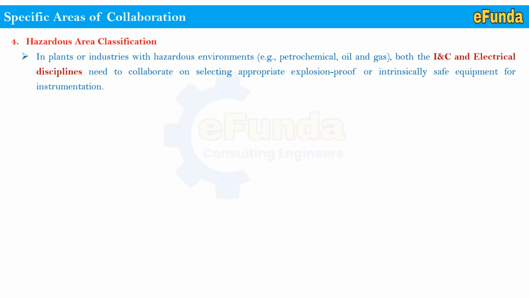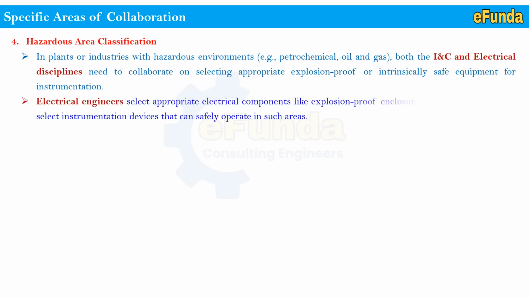Fourth, hazardous area classification. In plants or industries with a hazardous environment, for example petrochemical, oil and gas, both the IC and electrical disciplines need to collaborate on selecting appropriate explosion proof or intrinsically safe equipment for instrumentation. The electrical engineer selects appropriate electrical components like explosion proof enclosures, while IC engineers select devices that can safely operate in such areas.